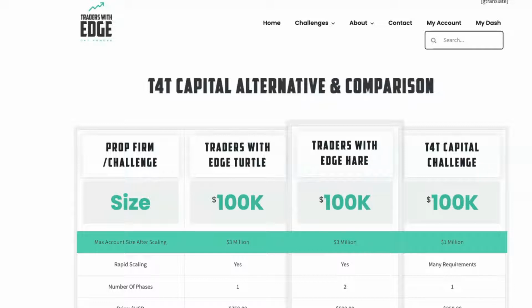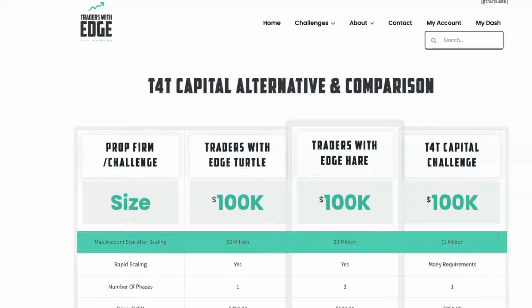Capital. What the maximum account size after scaling refers to is most prop firms will continually add funds to the trader's funded account. So once you're on a funded account and you're trading consistently and profitably, the prop firm will continually top up your account until a maximum size. Not all prop firms will scale your account, but both Traders with Edge and T4T Capital do.